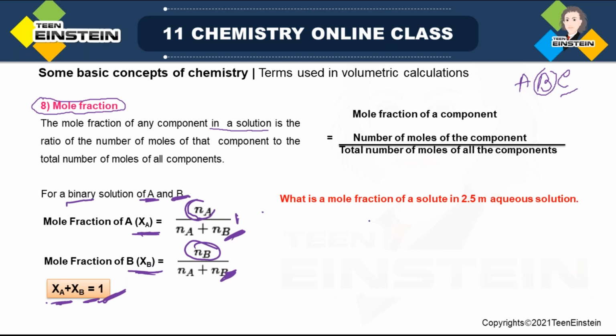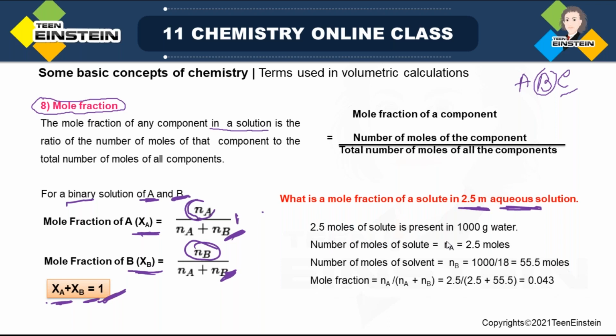We have a question here. What is the mole fraction of a solute in a 2.5 molal aqueous solution? So see, here it is small m, and small m means it is molality; capital M is molarity. So here molality is given, which is 2.5. From this information you have to find the mole fraction. Which solute is not given, but the solvent is given, aqueous solution. Aqueous solution means you have to consider water here.